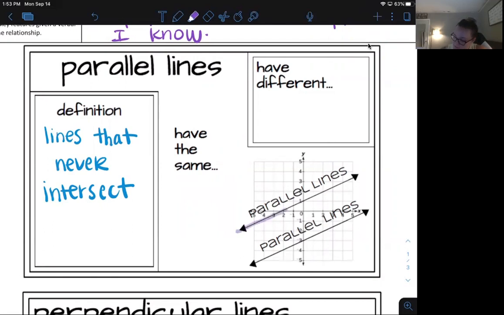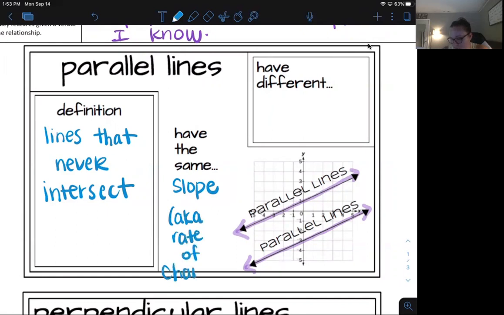For example, in this picture here, we've got two lines. These two lines are two separate lines. They're independent of each other and they will never intersect. And they're parallel. The thing that makes them parallel is their slope. They have the exact same rate of change, or slope. So they have the same slope, and we can also refer to slope as rate of change.